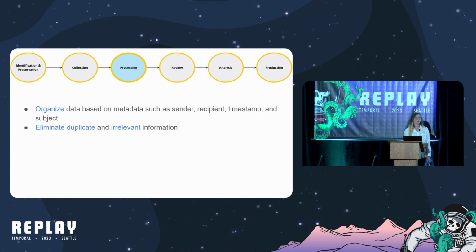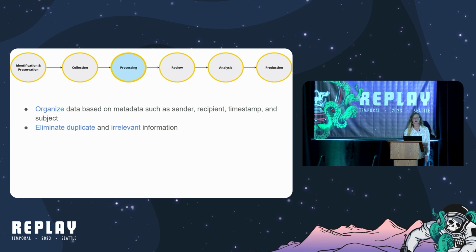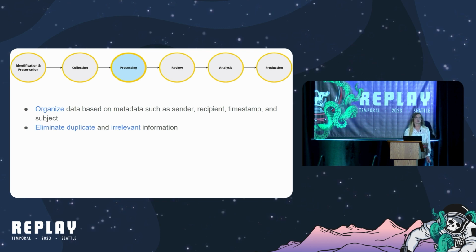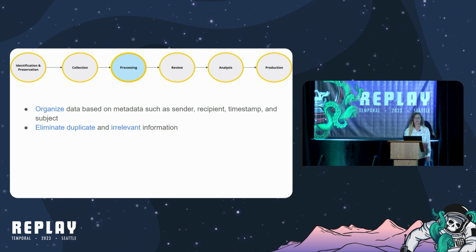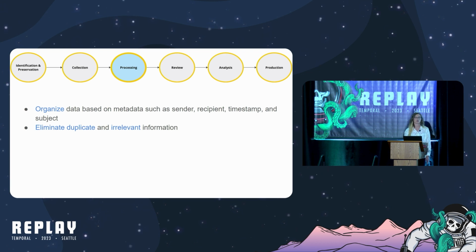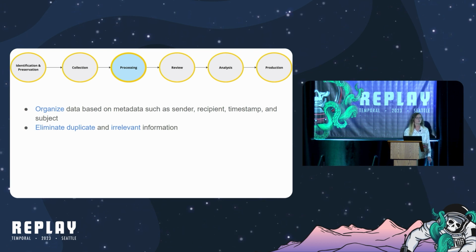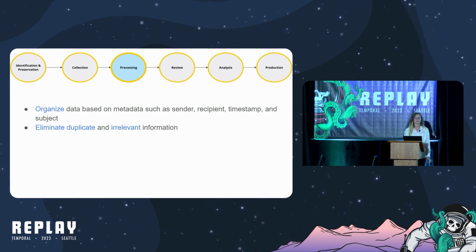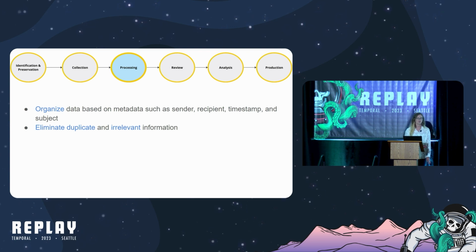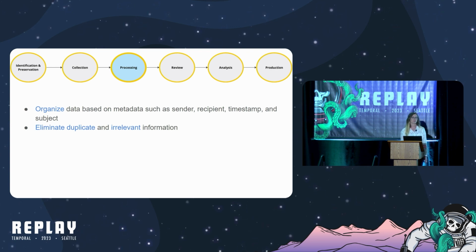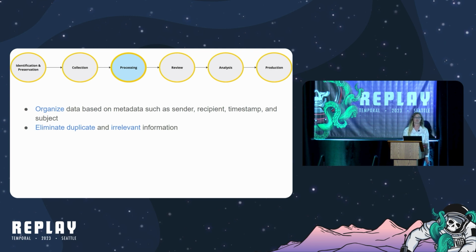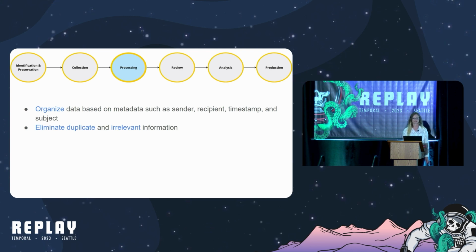During processing, we will filter and organize our data to remove any duplicates or irrelevant information. At this stage, we might want to group all emails either sent to or by Harry or Mr. Filch. And in doing so, it's likely that we'll come across a few duplicate email chains, so we'll want to remove those so that we don't do extra work during review.